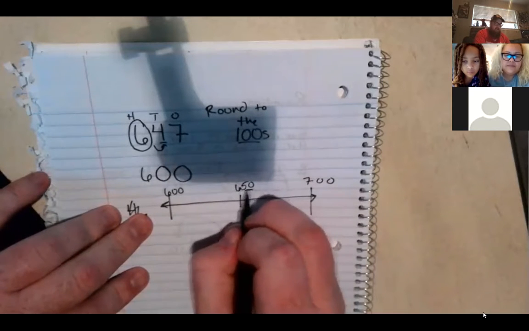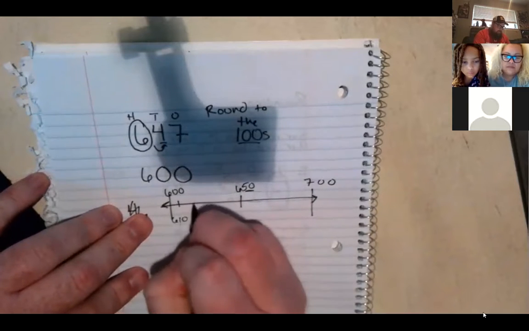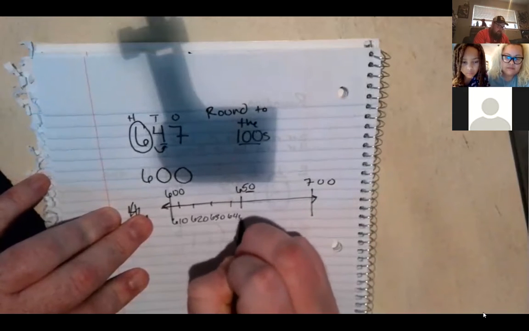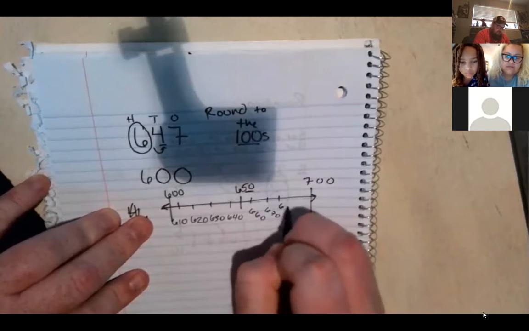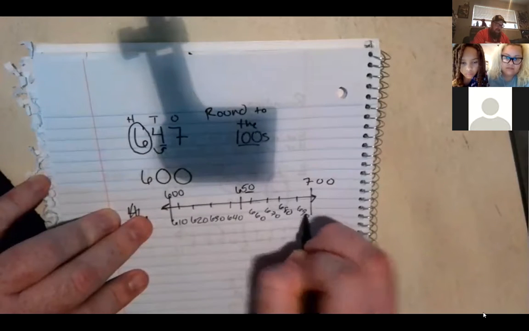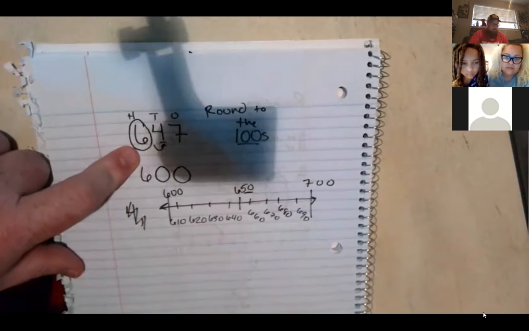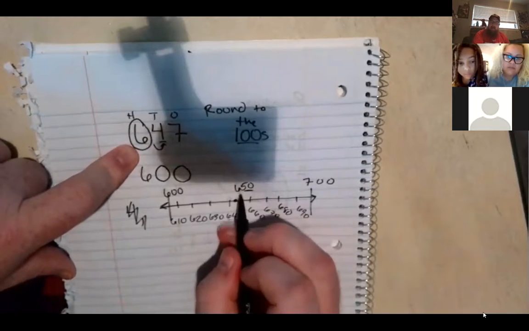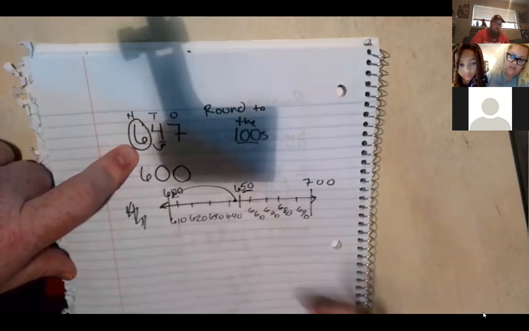Awesome. Now we're going to label. And because we have a 50 here, I know I can label this by tens. So this would be 610, 620, 630, 640, 660, 670, 680, and then 690. So where would 647 be? Well, it would be about between 640 and 650. And because it's not at 650 yet, it's not at that 5, it's going to go back to 600.